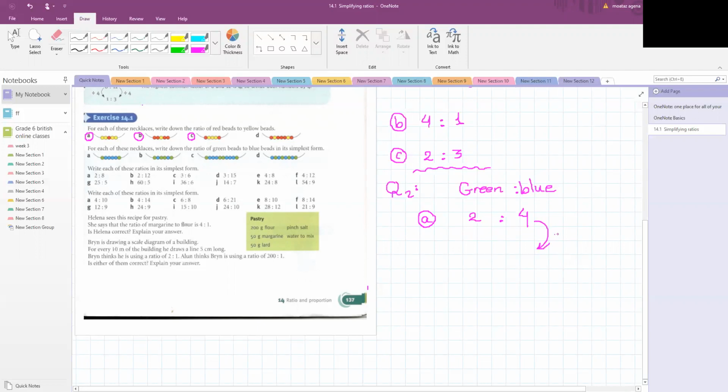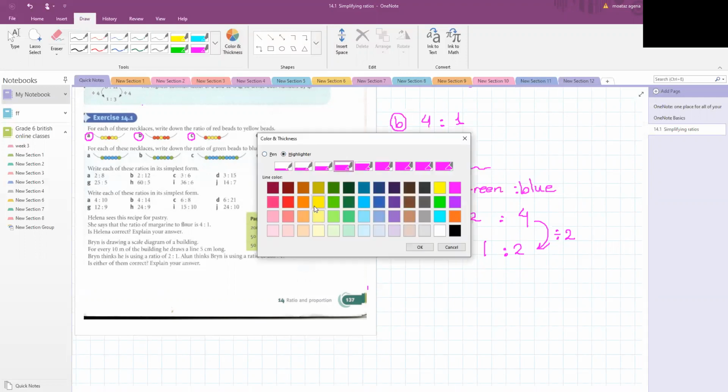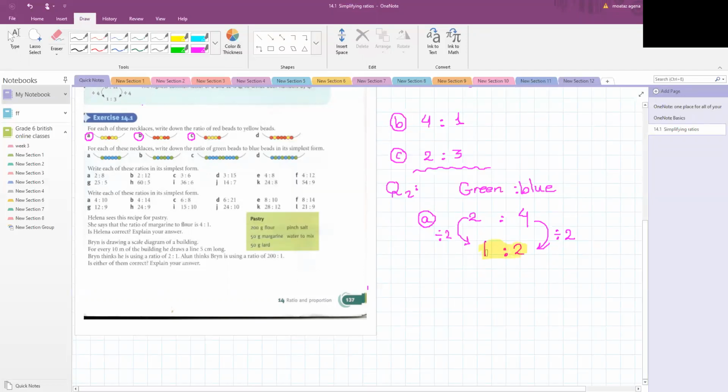So we will divide it. The greatest common factor is 2. So we will divide by 2, both sides. Divide by 2, divide by 2. So 2 divided by 2 equals 1, and 4 divided by 2 equals 2. Can we divide more? No, we cannot divide more. So this is the ratio in simplest form.